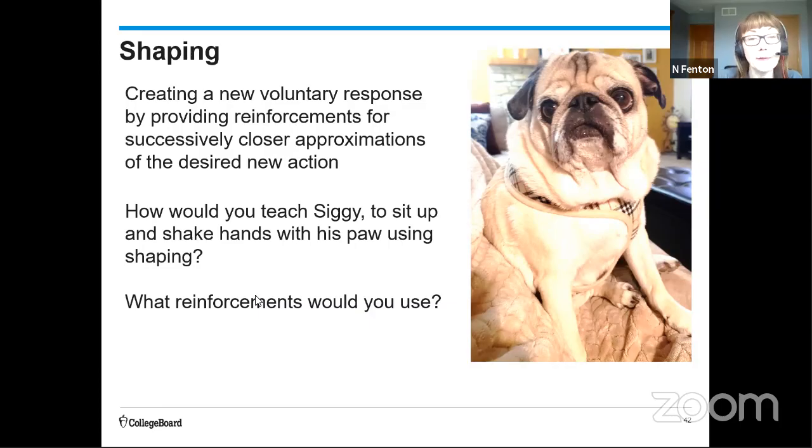Now, what kind of reinforcements should you use? Would you use primary reinforcements to teach Siggy a trick, maybe food? Or would it be better to use praise? Good doggy.